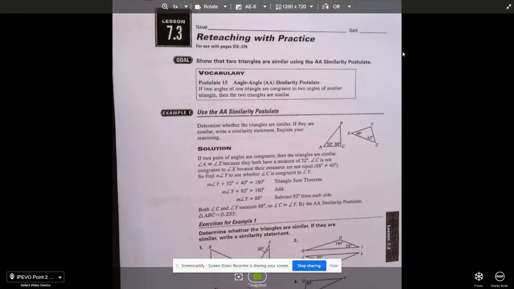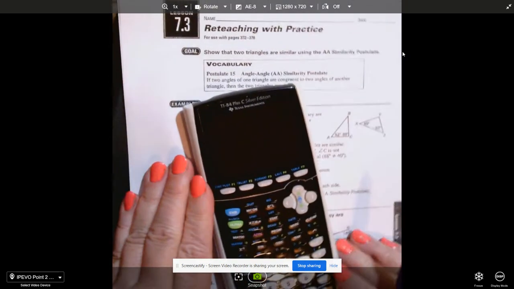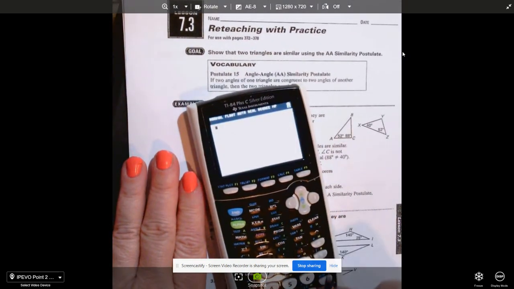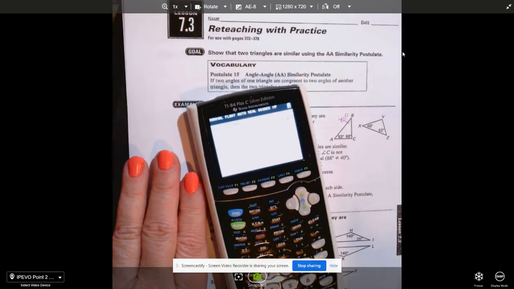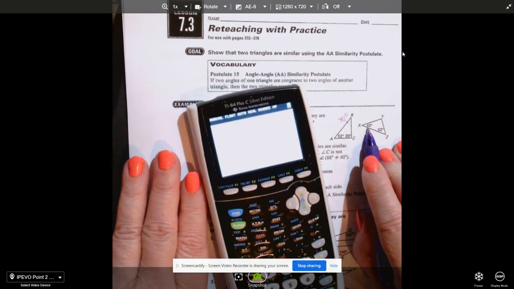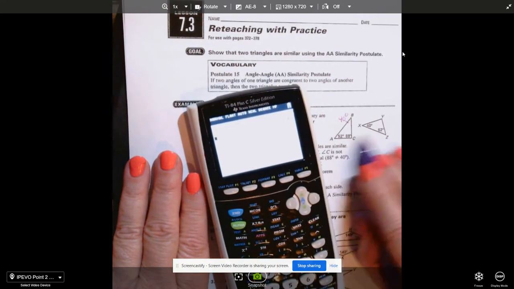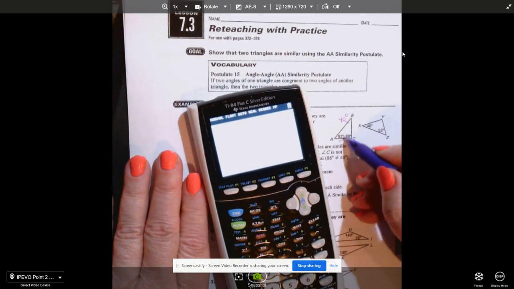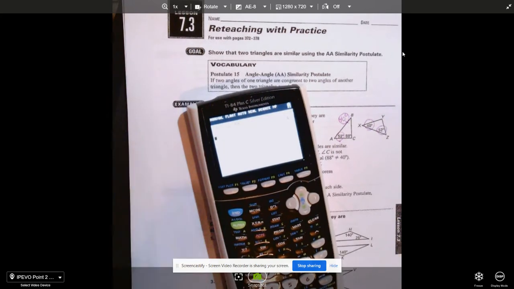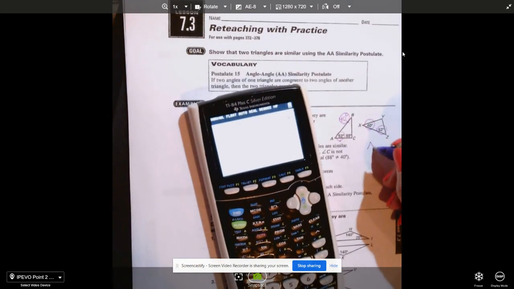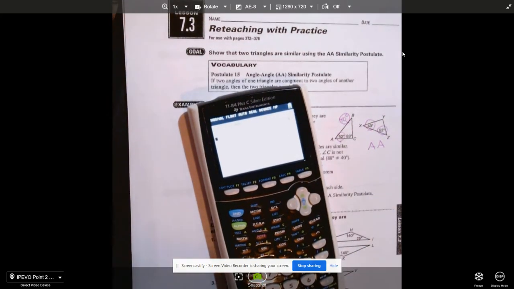So if you take your calculator, you know that all the angles have to add up to 180 degrees. So you could just take your calculator and say 180 minus 52 minus 88. And you know this third angle here is 40 degrees. Well, I see this other triangle has 40 degrees. So now I know that I have at least two angles that are the same. I have 52 and 52, and I have 40 and 40. So that's enough information to say that these two triangles are similar because of angle-angle.